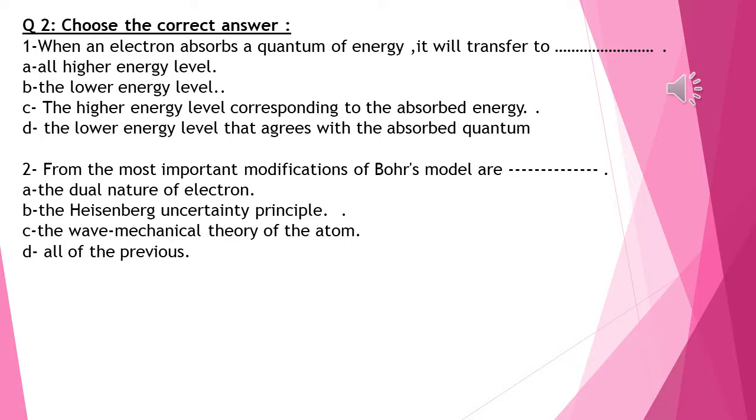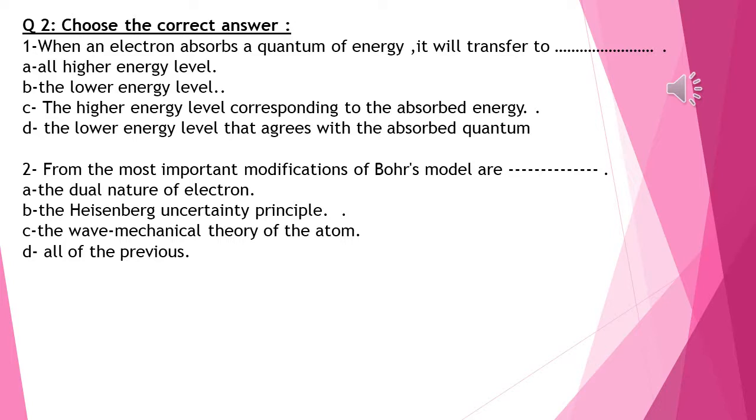Choose the correct answer. When an electron absorbs a quantum of energy, it will transfer to a higher energy level, a lower energy level, the higher energy level corresponding to the absorbed energy, or the lower energy level that agrees with the absorbed quantum. Of course, the answer is C, the higher energy level corresponding to the absorbed energy.